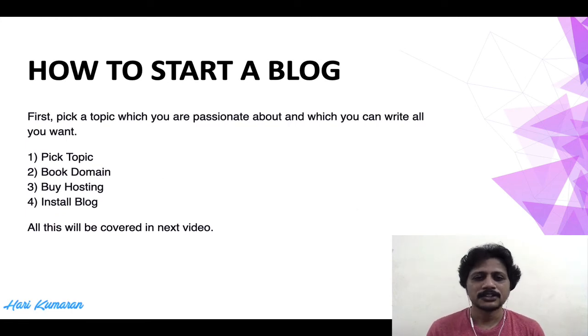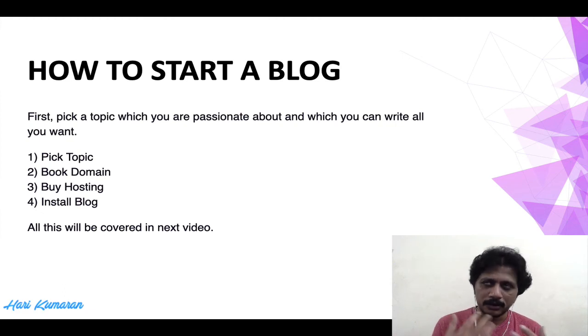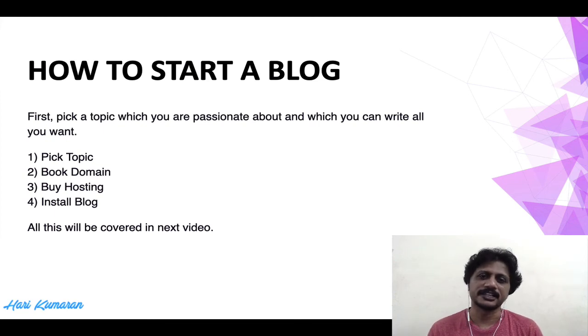Okay. So how to start a blog? First thing you need to do is pick a topic, something which you are passionate about, which you can talk or write about without even hesitating. Yeah. If you like cooking and you can write about cooking, you can talk about cooking, then pick that as a topic. First step is to pick a topic. Second step is to book a domain. Third is to buy hosting and then install a blog and start blogging.